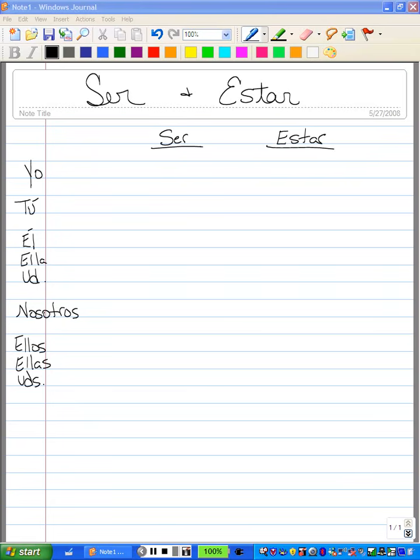Ser is taught in Lesson 1 in Vista's 3rd edition. Estar is taught in Lesson 2. Both are in the Vista's 3rd edition. Estar is introduced on page 59.